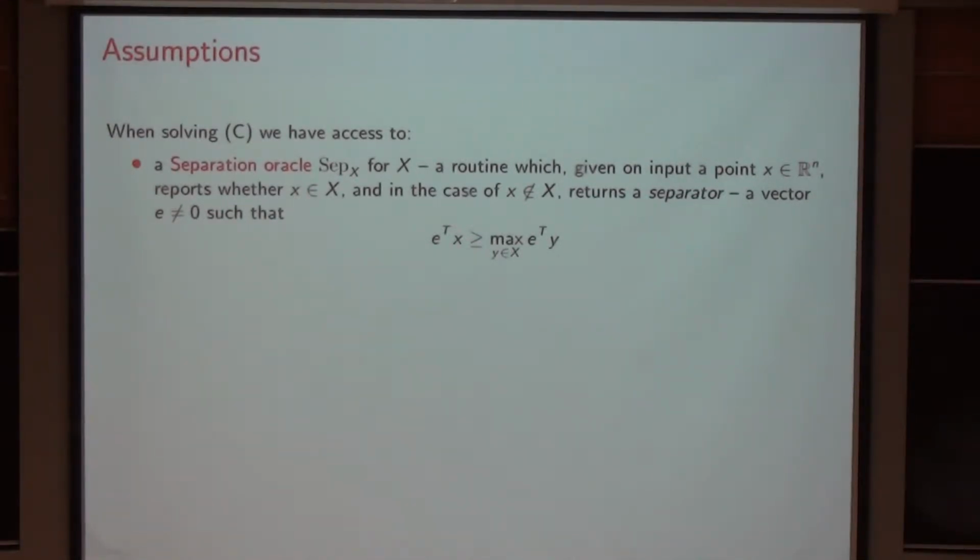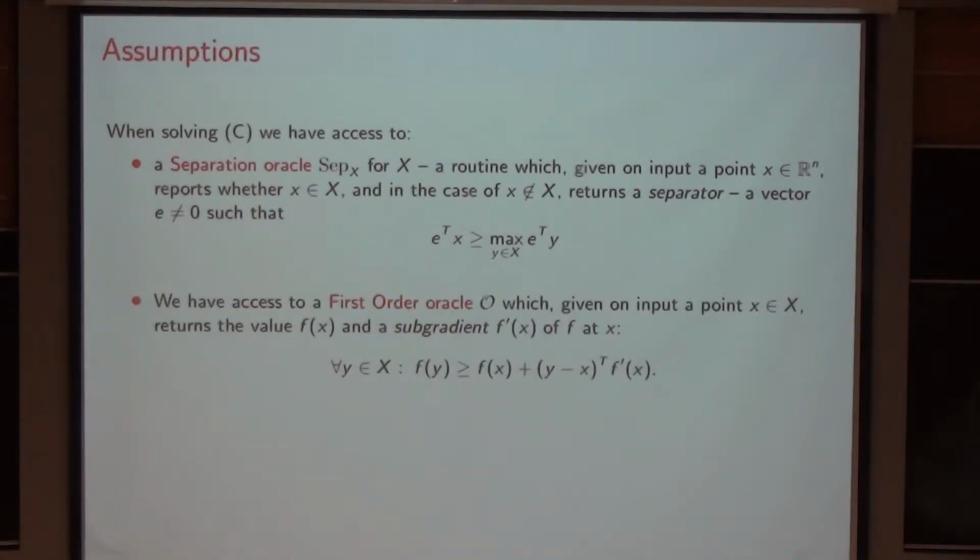So imagine this is the feasible set X. We need the separation oracle. The separation oracle is the following. Suppose you have a point, small x, which is outside the set. We need a linear form which separates x from our feasible set, so that the value of this linear form at x is larger or equal than the value of this linear form on all points of capital X. Okay, this is the separation oracle.